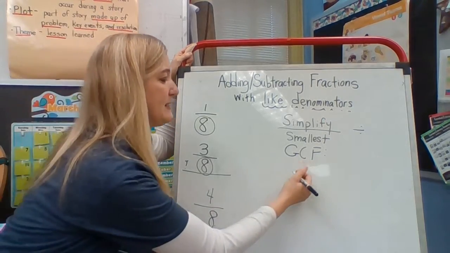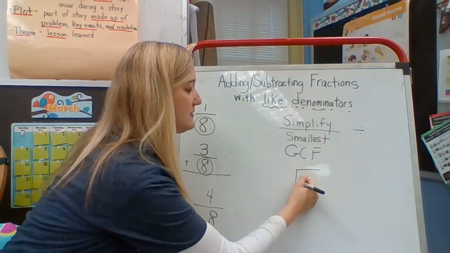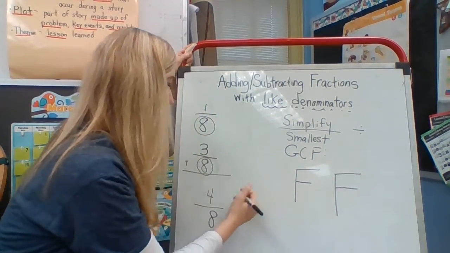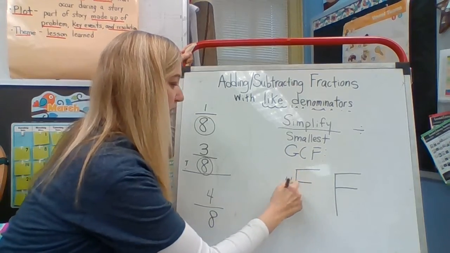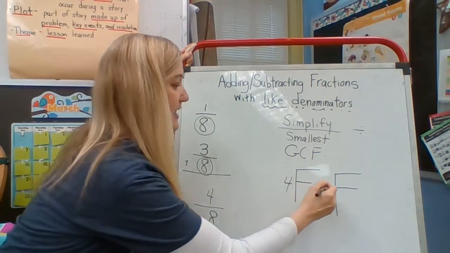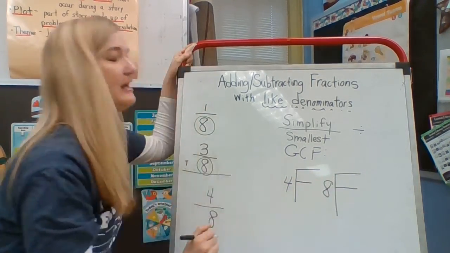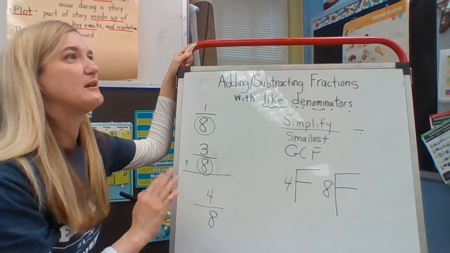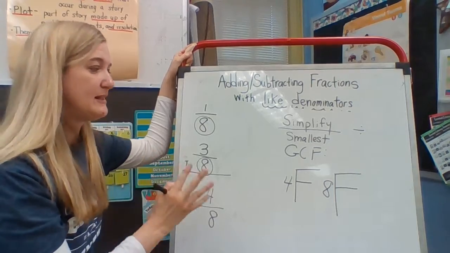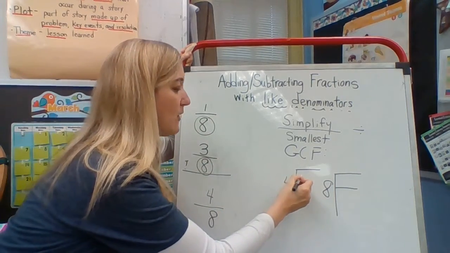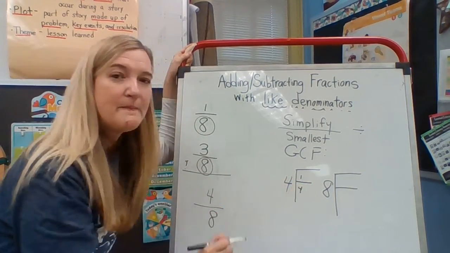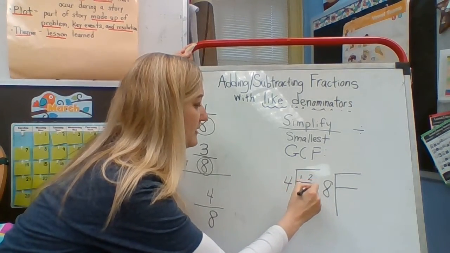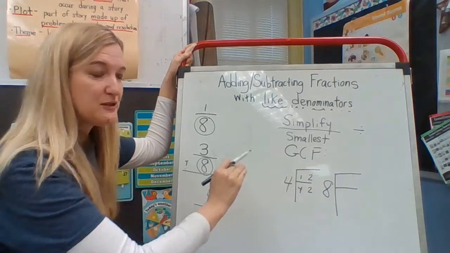Greatest common factors. I'm going to take this F for my factors. Factors are two numbers you multiply together to get a product. I'm going to take the 4, the numerator, and put it on the outside of this F, and the 8 on the outside of this F. Now, I like to start with the number 1 and ask myself, can 1 be multiplied by anything to get the product of 4? So 1 times 4 is 4. Now I'm going to try 2. 2, 4. Oh, 2 times 2 is 4. And those are all the factors for 4.